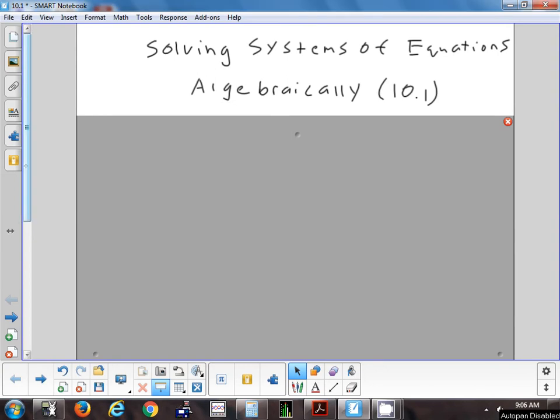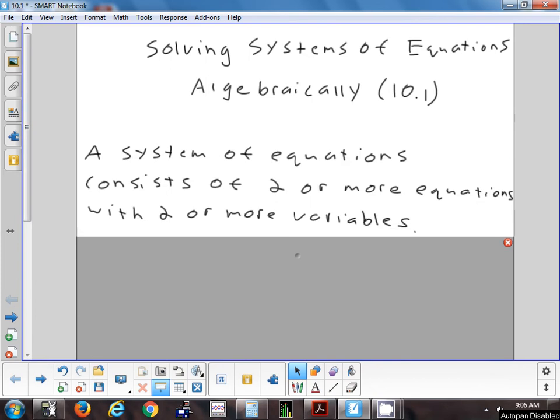Okay, so our last chapter we're going to look at is chapter 10. We're going to look at sections 10.1 and 10.2. Both sections are on solving systems of equations. Just as a reminder of what a system is, it's when you're solving equations that have two or more variables and two or more equations.